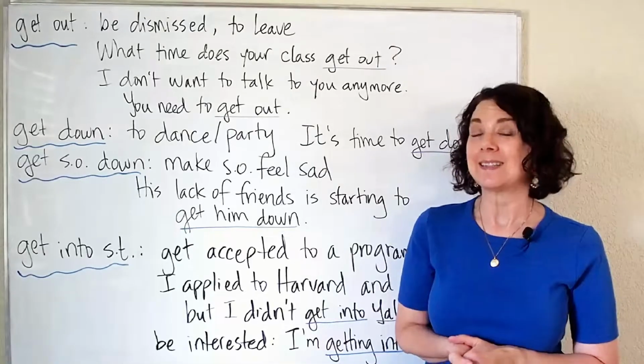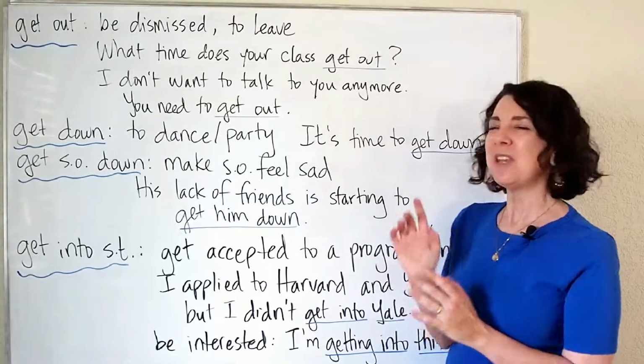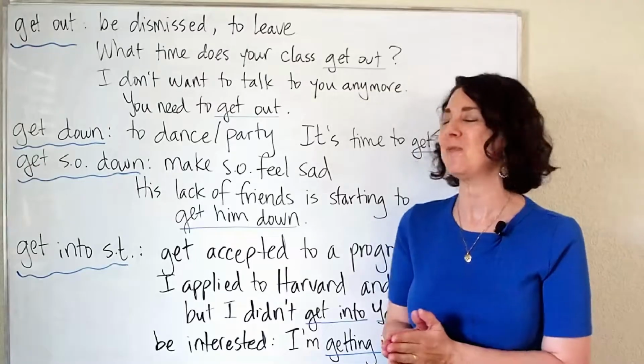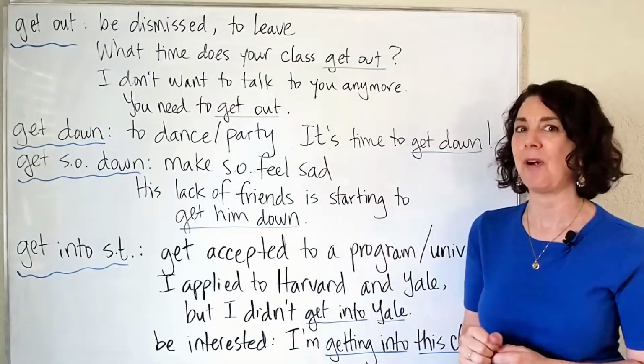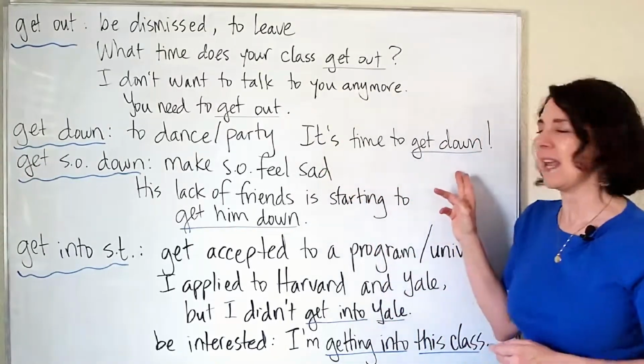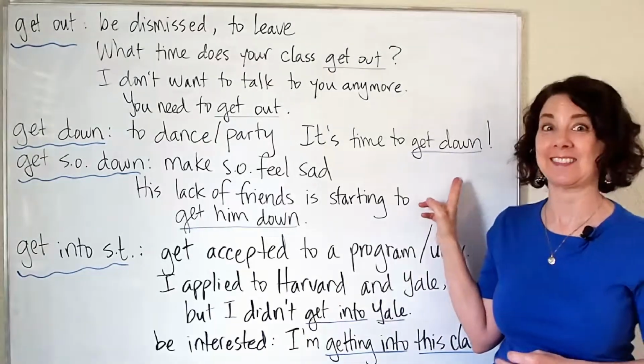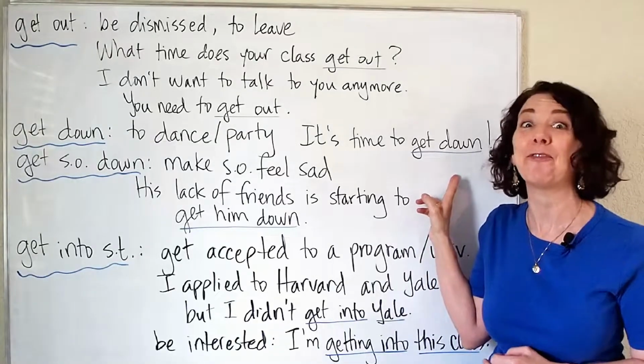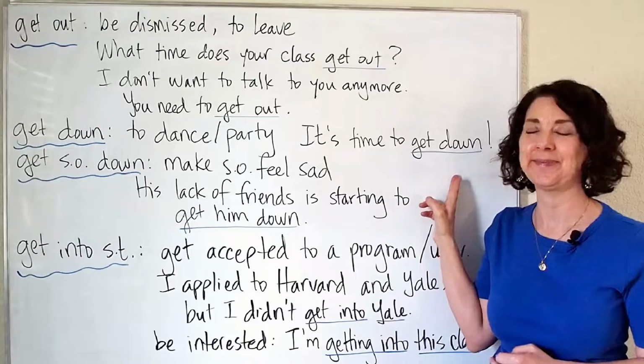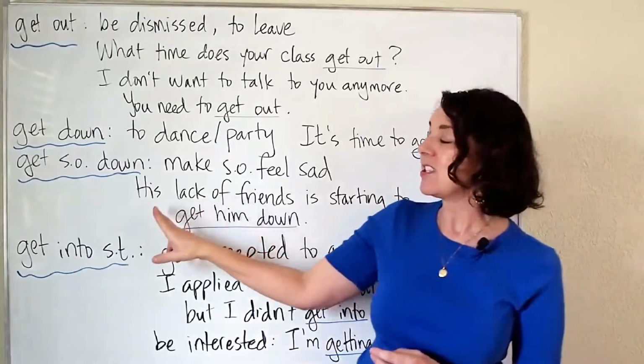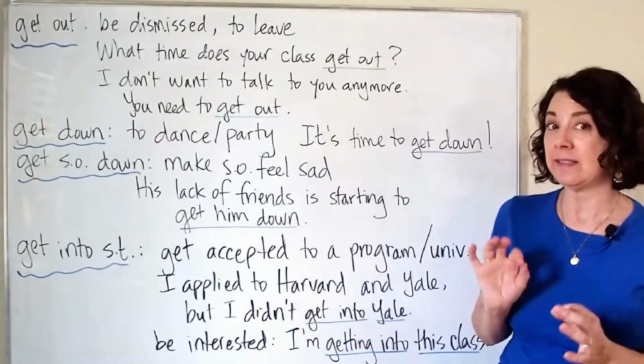Next, to get down. Get down is something that we use in a pretty specific situation. We use this like to dance or to party. For example, we might say, it's time to get down, meaning it's time to start dancing. It's time to have fun. Get down tonight.